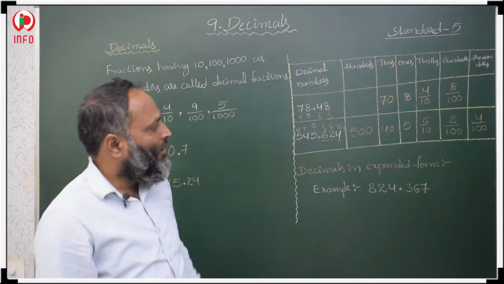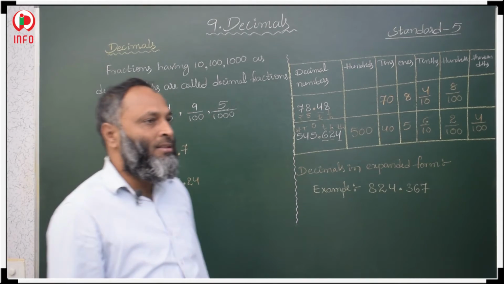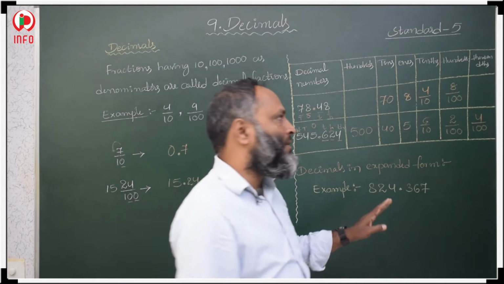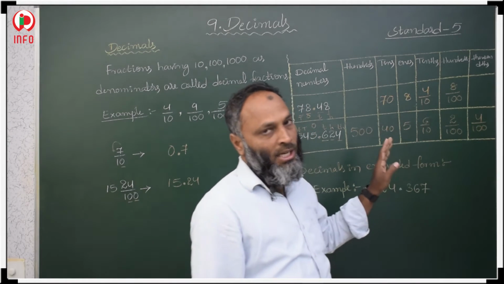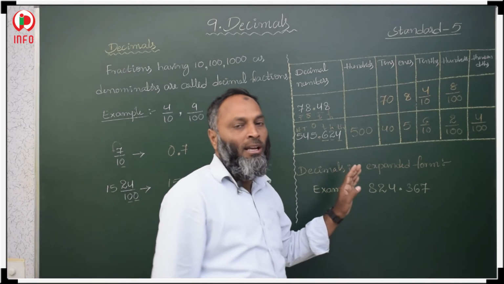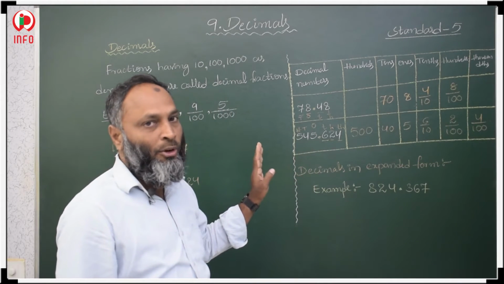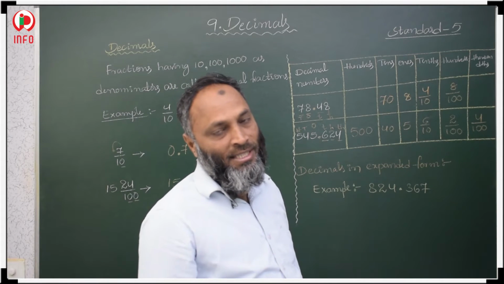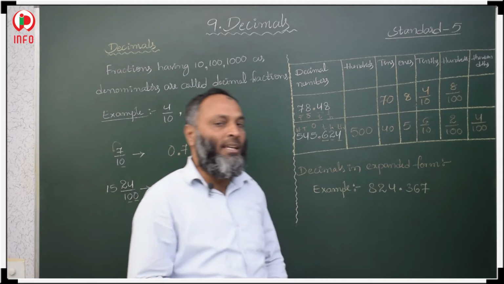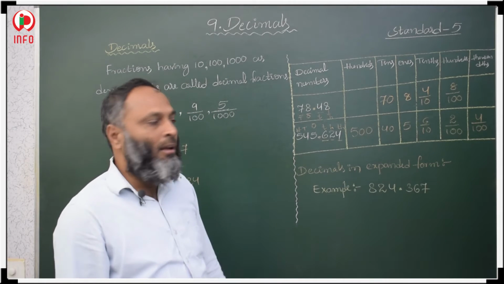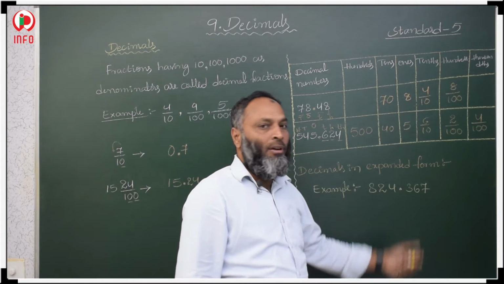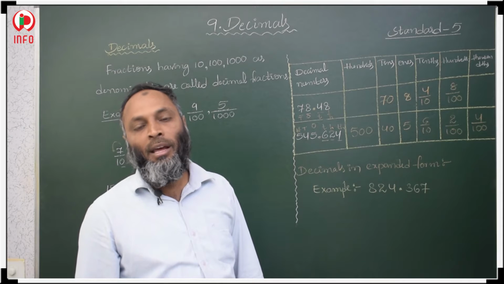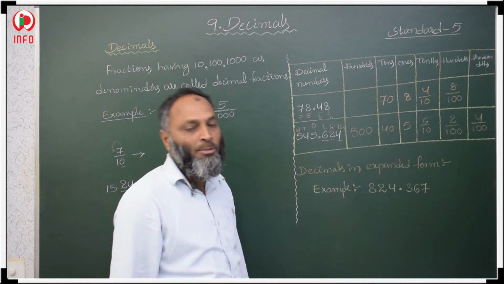Now, this is the method to write the decimal numbers according to their place values. So what are the place values? Ones, tens, hundreds, those place values are there. So on the left side of a decimal point, and on the right side of a decimal point are tenths, hundredths, thousandths, like that. Okay. Next, decimals in expanded form. If a decimal number is given, then how to write the decimal number in expanded form?